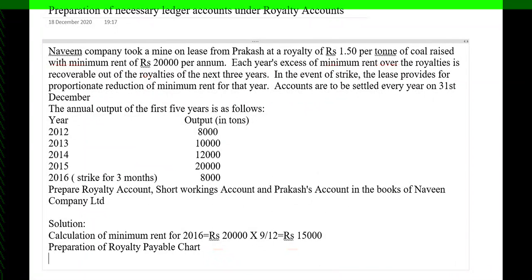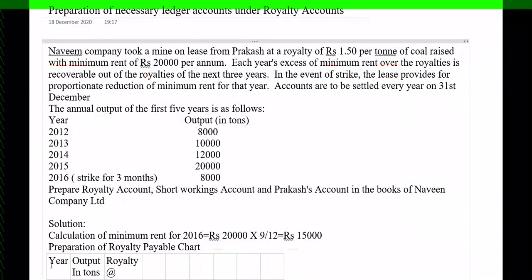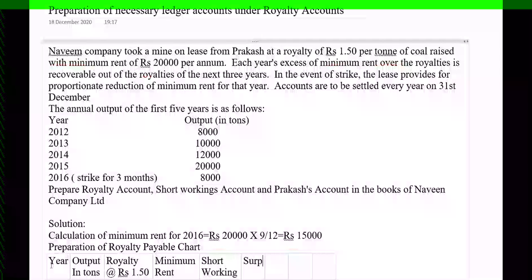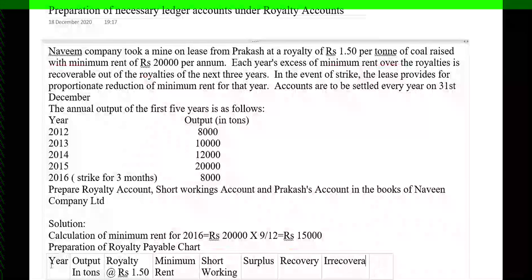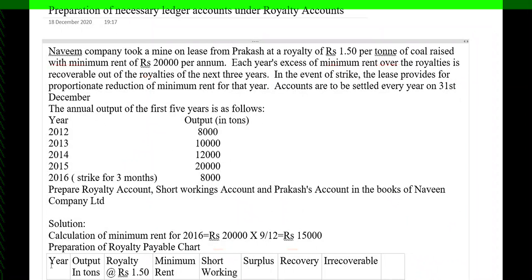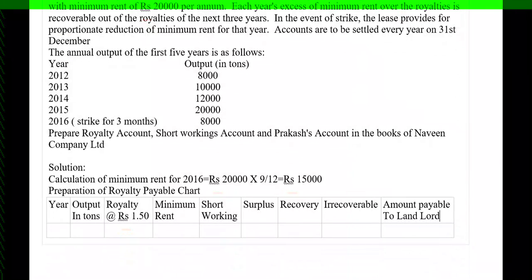So let me insert the table here. Let me take the first column year, then output in tons, then royalty at rupees 1.50, then minimum rent, then short working, then surplus, then recovery, then irrecoverable, then amount payable to landlord. So now let us go for preparing the royalty payable chart.